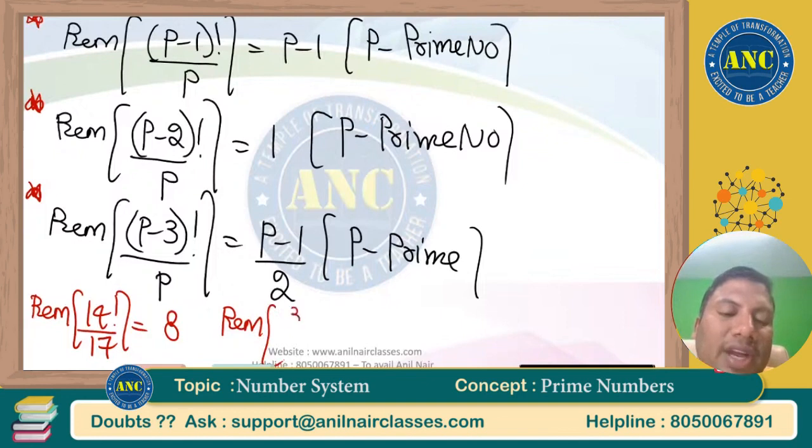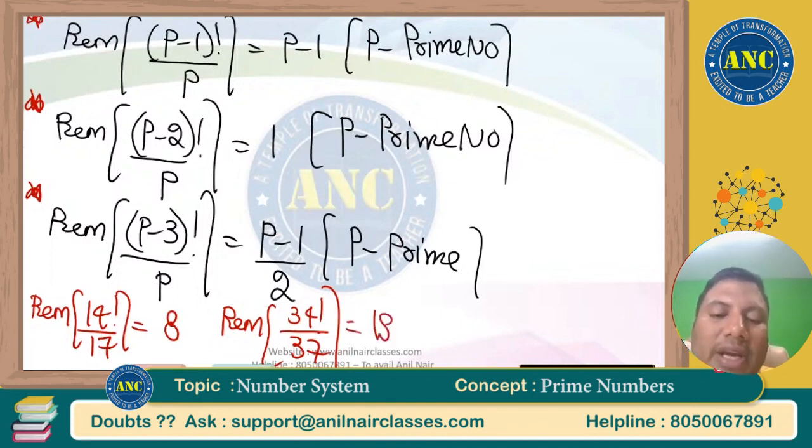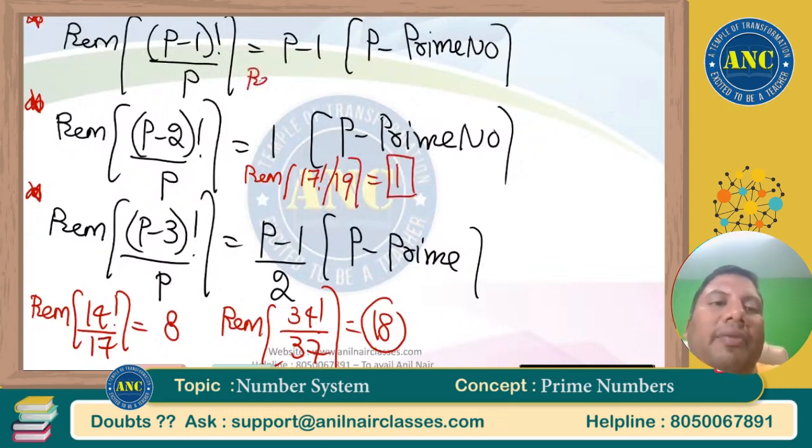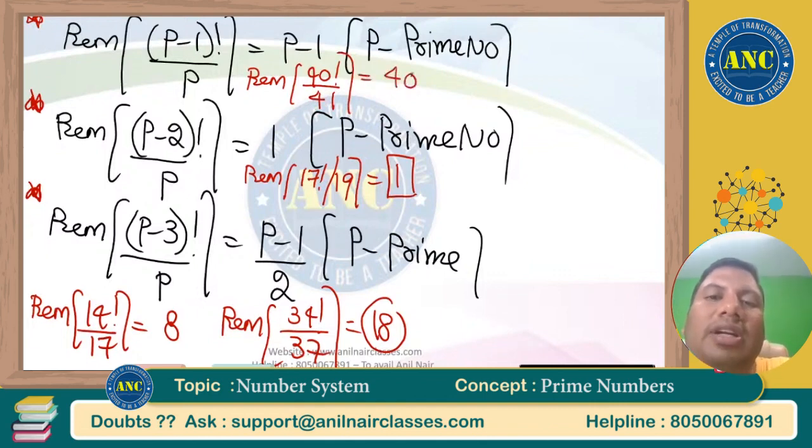Remainder of 34 factorial divided by 37. (P minus 3) factorial, so 36 by 2. Answer is 18. Remainder of 17 factorial by 19: (P minus 2) factorial by P, the answer is nothing but 1. Remainder of 40 factorial by 41: (P minus 1) factorial by P, the answer is P minus 1, so 41 minus 1. Answer is 40.